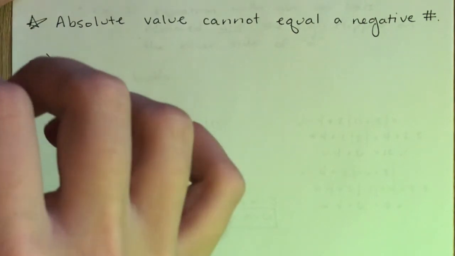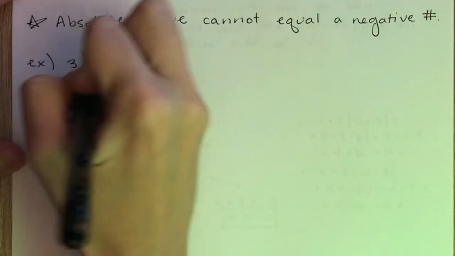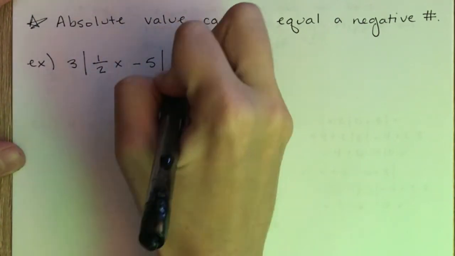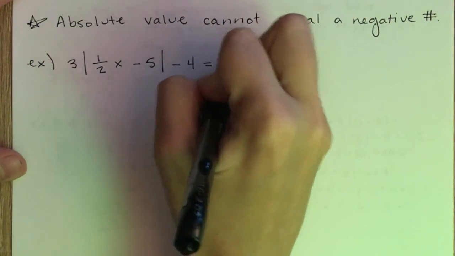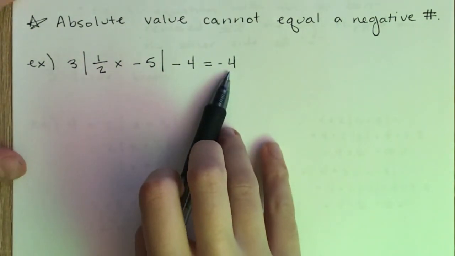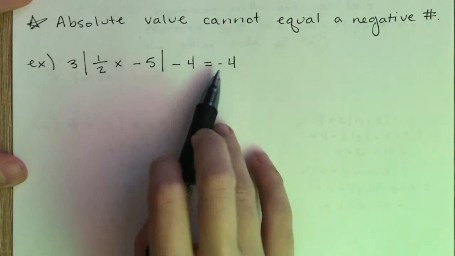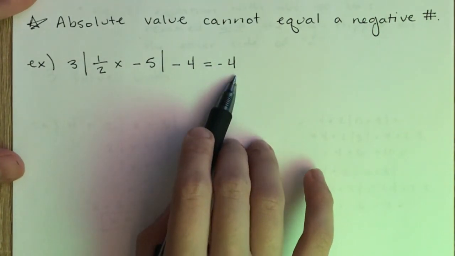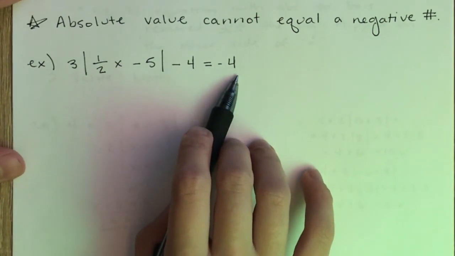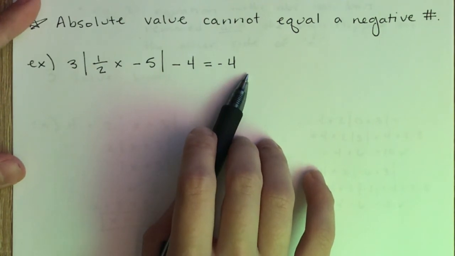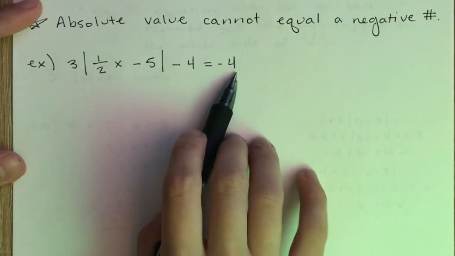Okay, let's say we have 3 absolute value 1/2 x minus 5, minus 4 equals -4. Looking at this, first of all, is this a problem? Well, again, we don't know, right? We want to check to see if this number on the other side of the equal sign is negative once we've isolated. It doesn't matter before then, it can be whatever. We need to isolate first before we check.